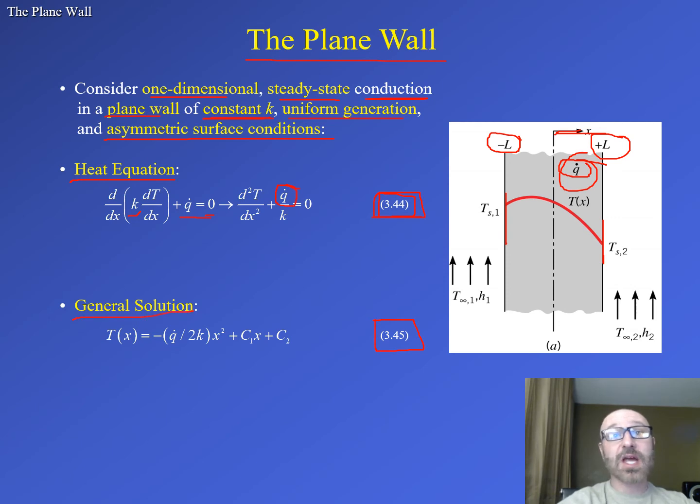Our general solution: we solve this for T of x, and do a little calculus. d squared T, the second derivative of temperature with respect to position in the x direction, is a double derivative, so we take the integral twice, two integrals of that. When we do that, we can back out our T of x. We could do out that integral, or we could take a look at our general solution and see that this is equal to negative q dot over 2k times x squared, plus our constant c1 times x, plus our constant c2. Again, this relates back to equation 3.45 in our textbook.